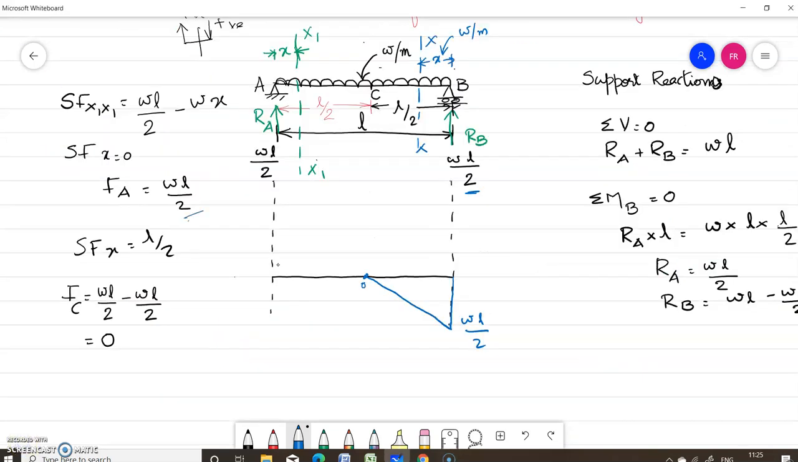Now you have got shear force at A equal to plus WL by 2. So this is positive. Shear force at C is equal to 0. We can join this. So this is the SFD. Now we can hatch this. This is minus and this is plus. So this is how to draw the shear force diagram for a simply supported beam.